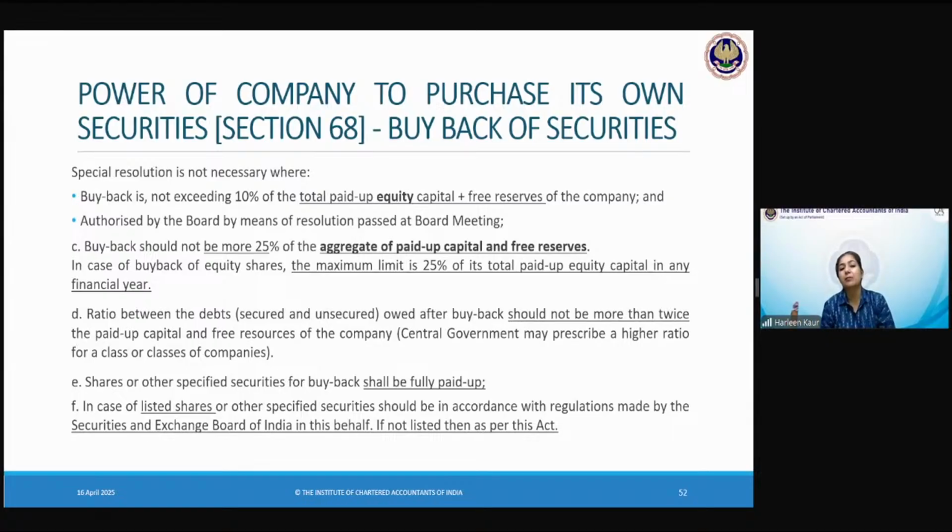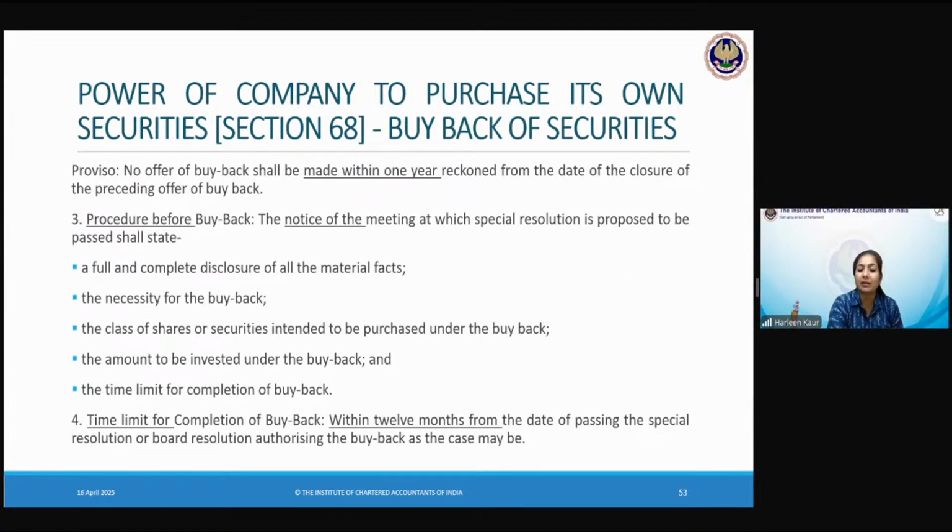What is the maximum limit of buyback? I know you have to be quick. 25%. Okay. For equity, it is 25% of the total paid up equity capital. Debt equity ratio, you have all answered me 2:1. Absolutely correct. And listed company hai, to aapne SEBI follow karna hai. Shares shall be partly paid up or fully paid up for buyback.